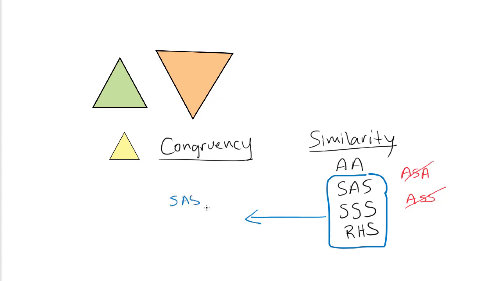So I can remember the same basic tests work for similarity and congruency. The one that does not work is AA. I cannot port over AA to congruency. Why? Let's think about that.